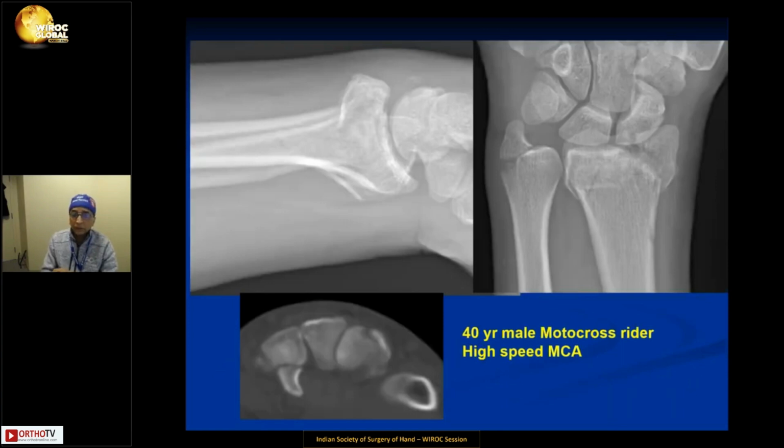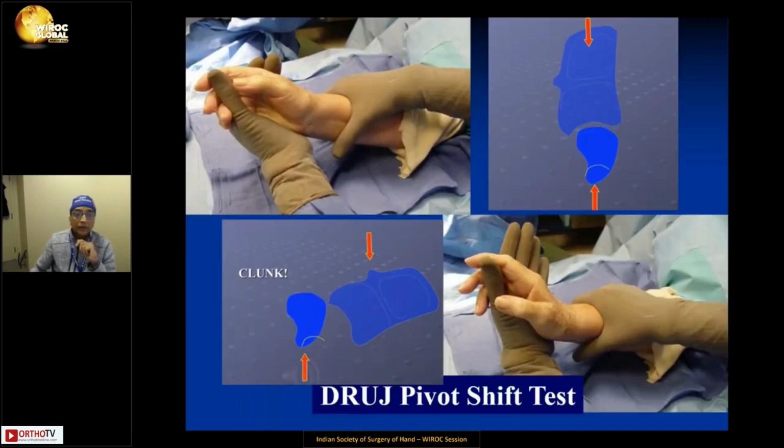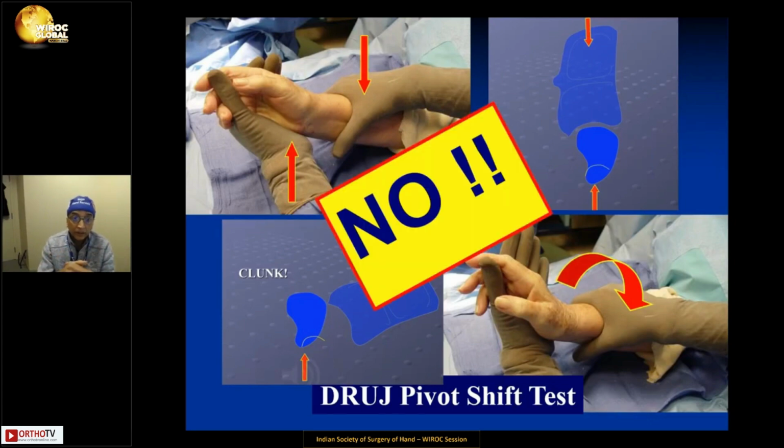So here's someone, a motocross rider, high-speed motorcycle accident. You can see that the ulnar styloid fracture is very proximal. We fixed the radius, and the patient also had a hook of hamate fracture. So we fixed the radius and we checked for DRUJ stability. The next question I get asked is, how do I check for DRUJ instability? What has been popularized is this test, where you compress the radius and ulna together, and then you shuck it. I would say, please, please, please, this test is very, very unreliable in my opinion.